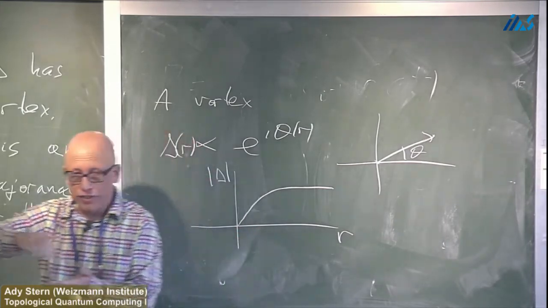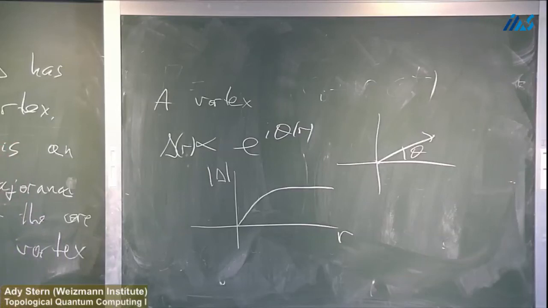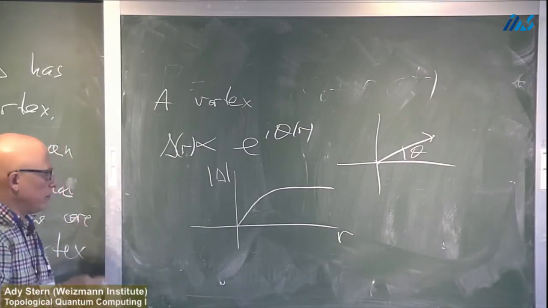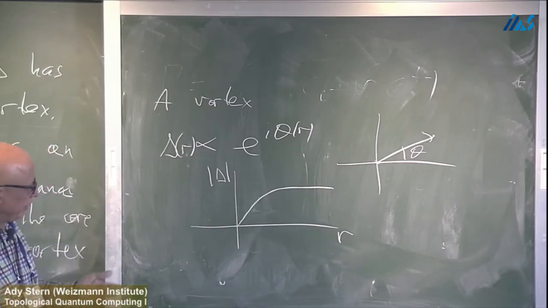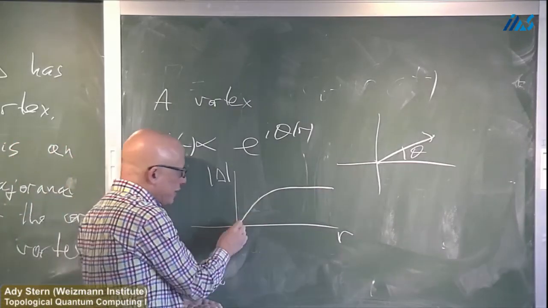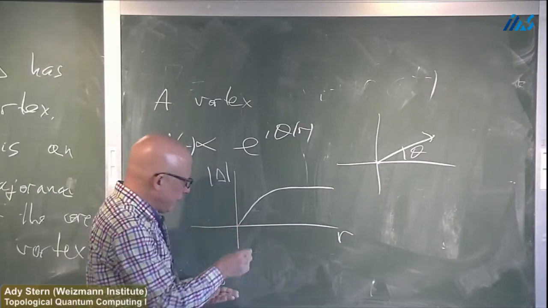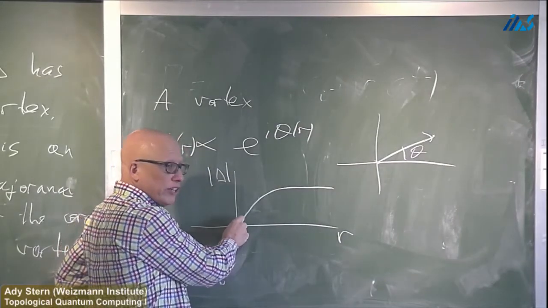Basically, think of the vortices in your bathtub. It's the same story. It's a circular motion of a fluid, here the superconductor, and it vanishes at the origin. And it forces the order parameter to vanish at the origin.